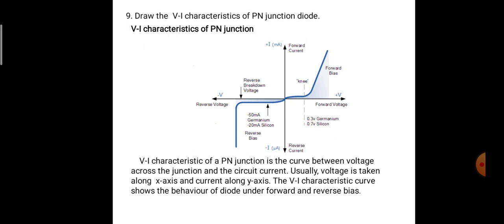Next question. Draw the VI characteristics of PN junction diode. The figure shows the VI characteristics of PN junction. VI characteristics of a PN junction is the curve between voltage across the junction and circuit current. Usually, the voltage is taken along the x-axis and current along the y-axis. The VI characteristics curve shows the behavior of diode under forward and reverse bias.